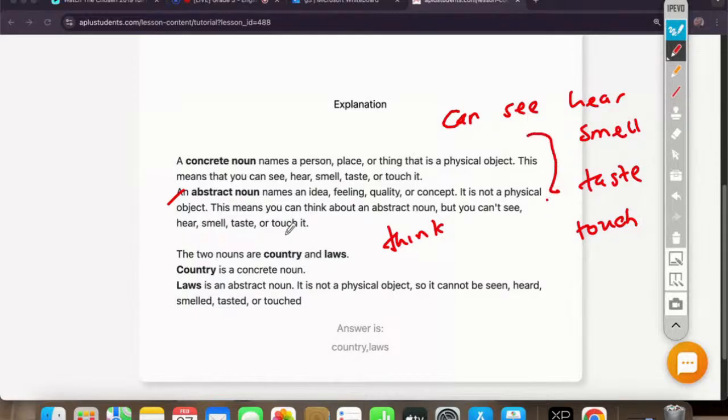Okay, so for instance, we have the two nouns country and law. Now, country is a concrete noun because you can see it, right? And then law is an abstract noun. It is not a physical object, so it cannot be seen, heard, smelled, tasted, or touched. But for the country, you can see a country, okay? Law, you cannot see it.